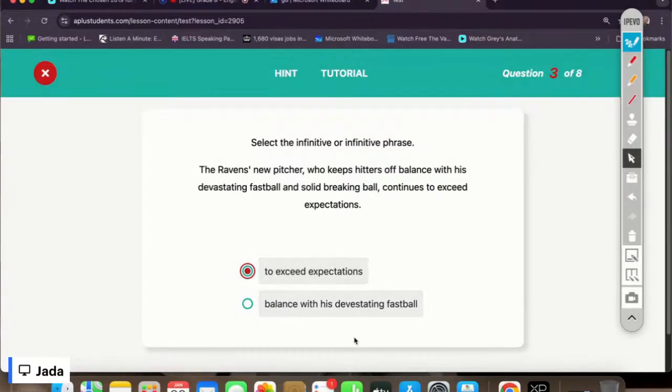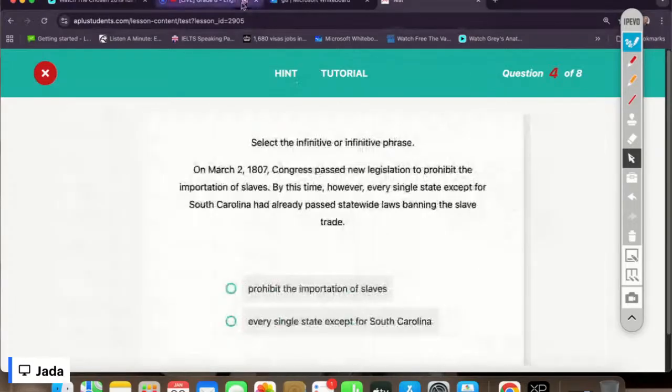Okay, so we have the first one. Alright, that's it for this lesson under verbals. You have to complete all the lessons, okay? We just did a few questions under that. But before we end, can you tell me if you have any questions?